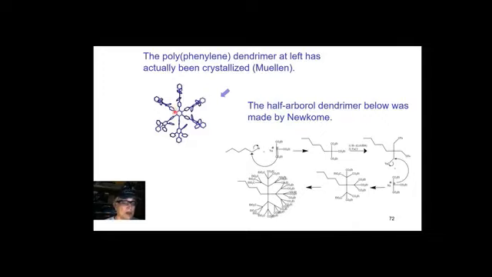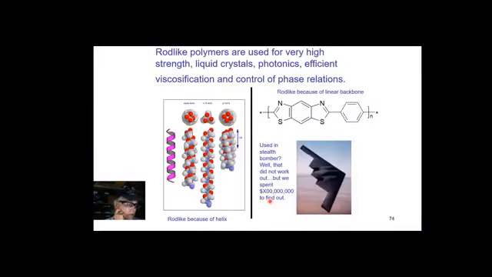Okay. I think the example here shows a half of a dendrimer. So this is sort of like a tree-shaped molecule. There's the tree trunk and there's the rest. Rod-like polymers. Various ways to make rod-like polymers.